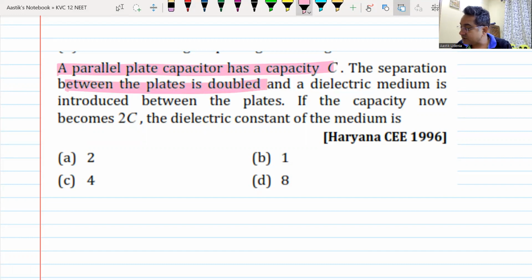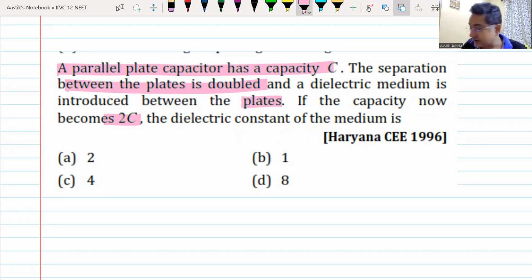Separation is doubled. Dielectric is inserted. The capacitance becomes 2C. What is the dielectric constant? I will give you 2 minutes to do this. Option B. Option B, 1.